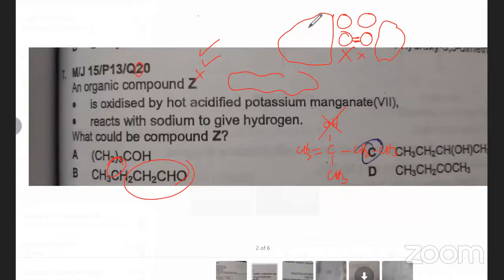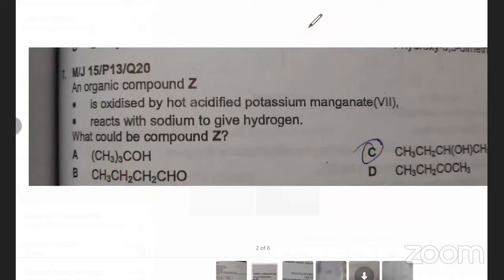So then next one is, okay, we've got an organic compound Z that is oxidized by potassium manganate(VII) and reacts with sodium to give hydrogen. What could be compound Z? So who reacts with sodium to give hydrogen? Alcohol. And carboxylic acid. Okay, so alcohols and carboxylic acids both.